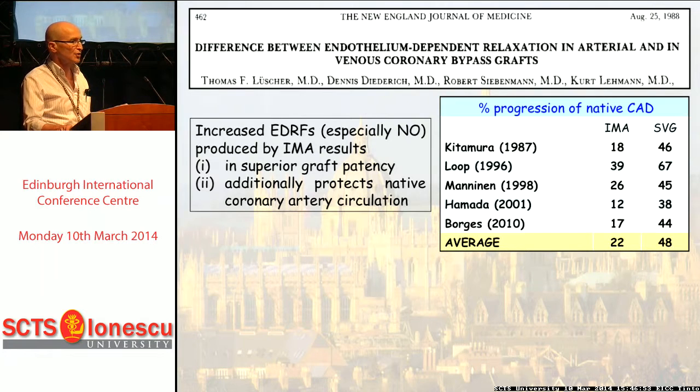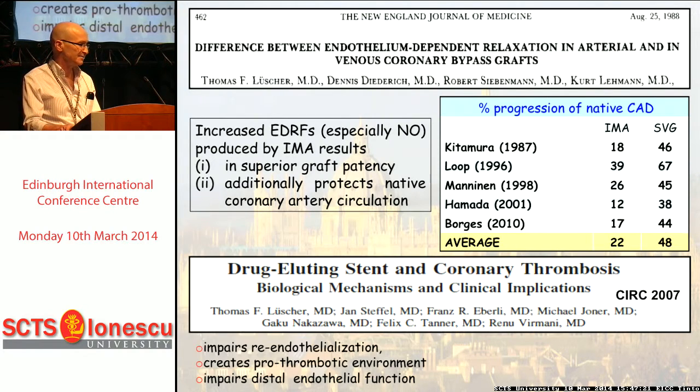Because Lucia showed in 1988 in the New England Journal that the use of an IMA resulted in superior graft patency itself, but also by eluting nitric oxide into the left anterior descending coronary artery itself, it prevented disease development in the LAD territory. And this has been shown in 5 different studies looking at progression of disease in the LAD when the LAD was grafted by IMA or saphenous vein.